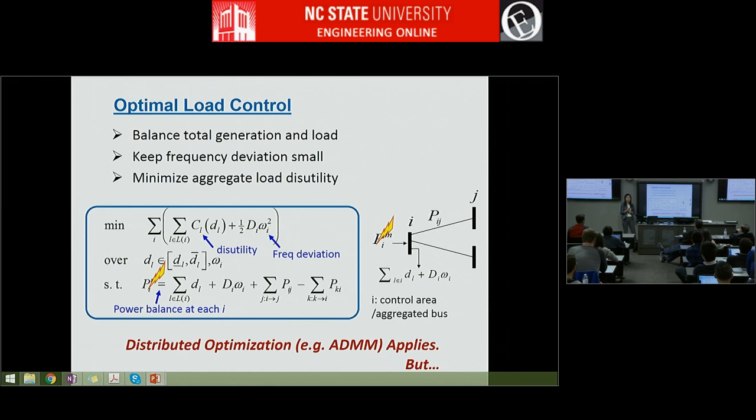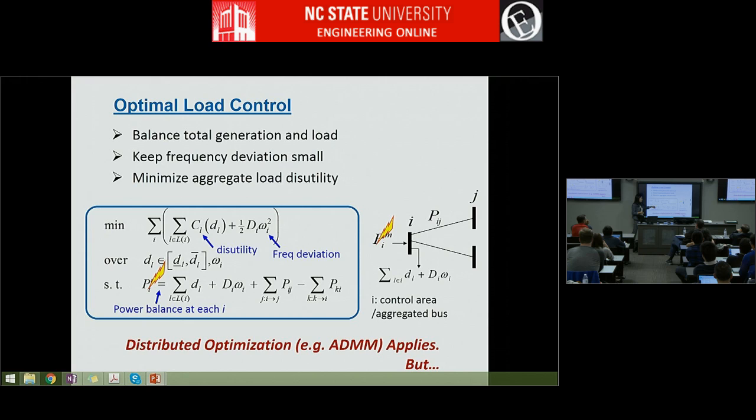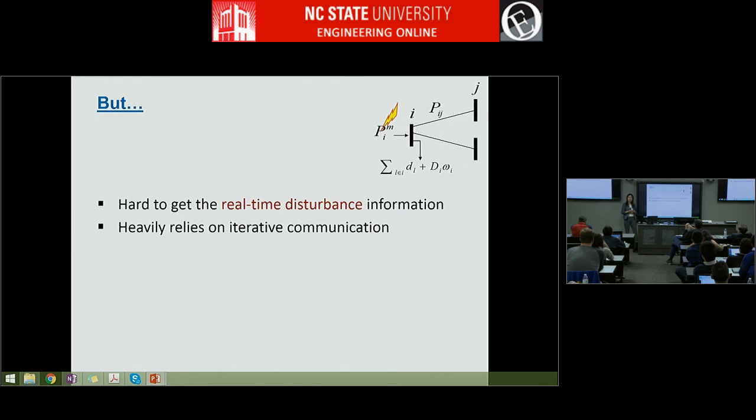But what's the problem? Look at the problem formulation I have here. I said, assume now the system is fluctuating, that something is changing. That means when I solve the optimization problem, I need to know all the information. I need to know what the new generation is or what the new changes are. That means, first, I need to know what's happening. I need to know the real-time disturbance. Is this possible to get?